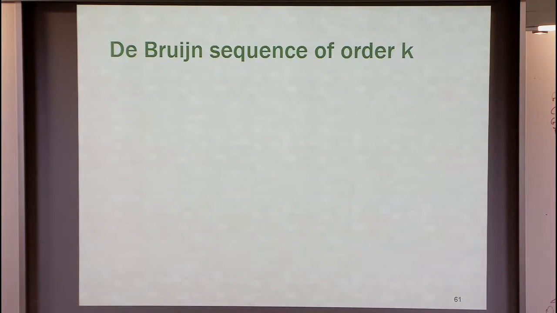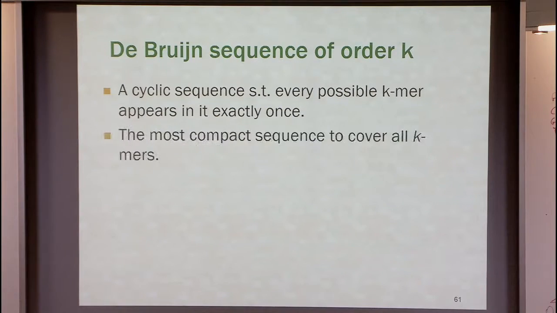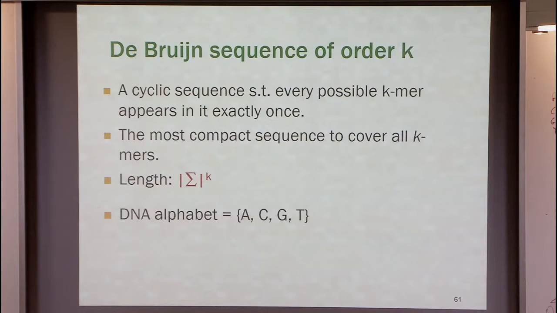Okay, so let's start with the introduction. I think all of you know what the de Bruijn sequence of order K is. It is a cyclic sequence in which every possible K-mer appears exactly once. This is the sequence that they used for the PBM technology. It is the most compact sequence, since each K-mer appears exactly once, and so the length is the size of sigma, the alphabet, to the K. In our case, it's the 4 nucleotides, so it's 4 to the K.